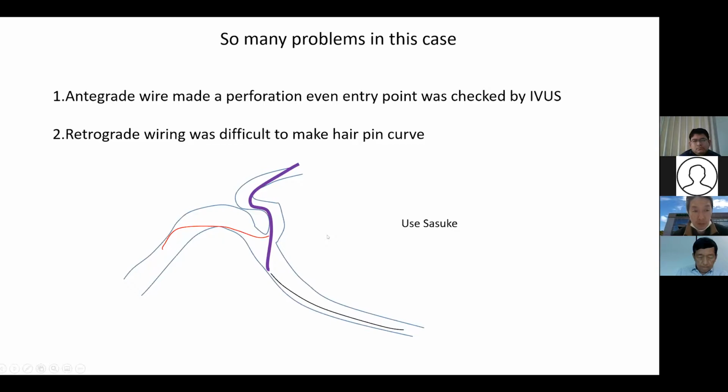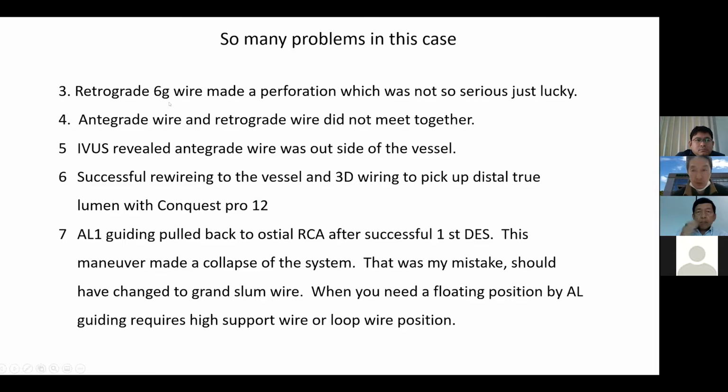The third, literally a 6 gram wire made a perforation, which was not serious because it stopped automatically, just lucky. So the antegrade wire and retrograde wire did not meet together. It was revealed that the antegrade wire was outside of the vessel, and then I tried to come back to the plaque part again. And with successful rewiring to the vessel and 3D wiring to pick up the distal true lumen, finally we used a Conquest Pro 12.